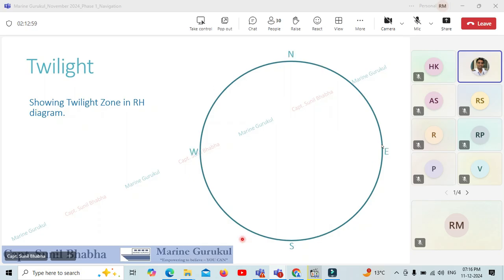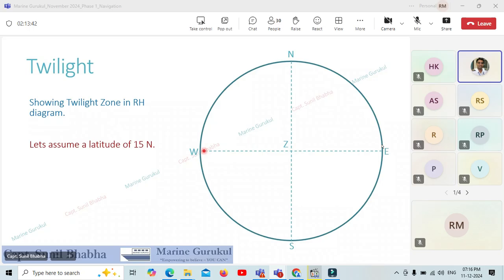We have the rational horizon diagram on the screen now. We have the NSEW points, we have the zenith in the center. Now we are aware that this rational horizon diagram represents the zone from the zenith, which is at 90 degree altitude, to our rational horizon, which represents 0 degree altitude. So all the points within this rational horizon circle represent the altitude from 0 degrees to 90 degrees. Now when we want to show the twilight zone in this diagram, we need to show an altitude of 0 up to minus 18.